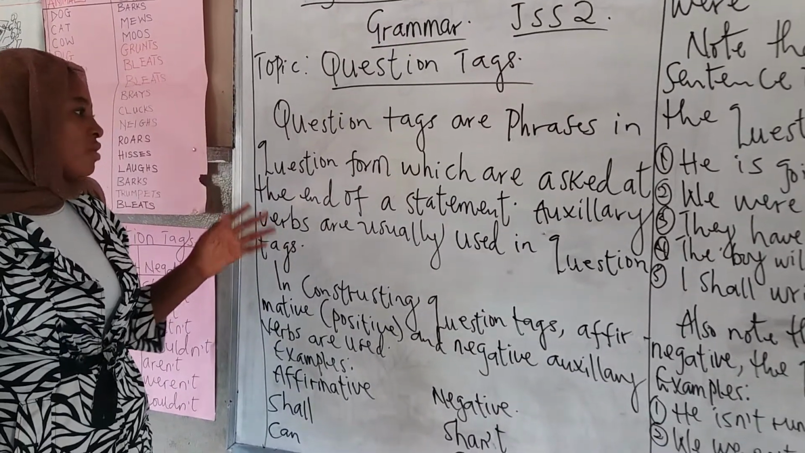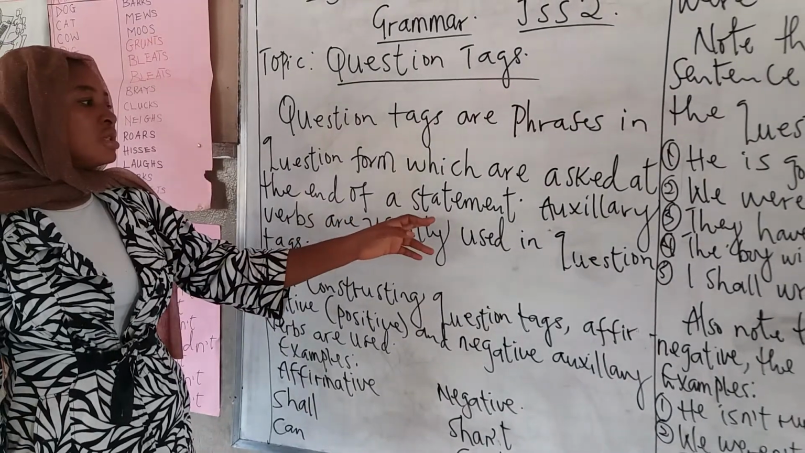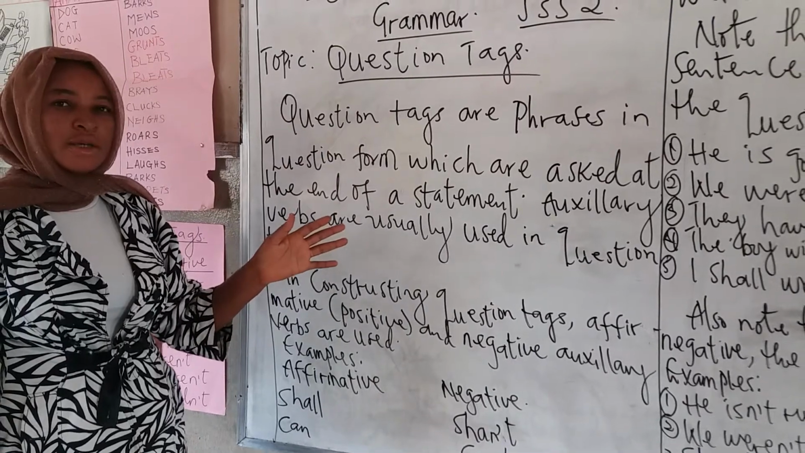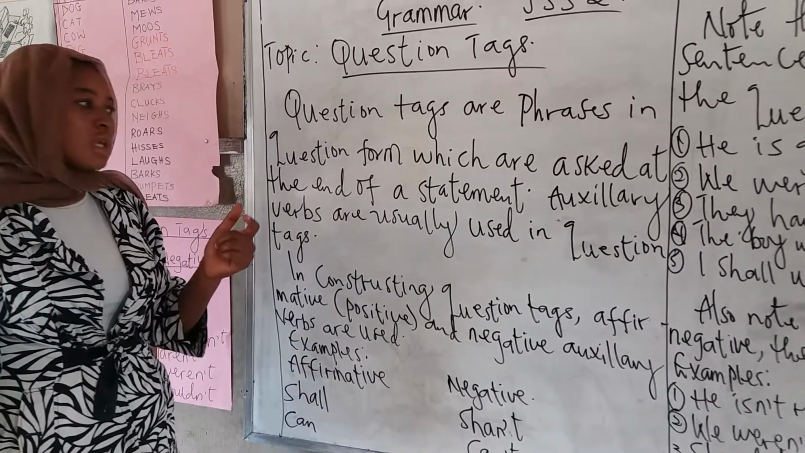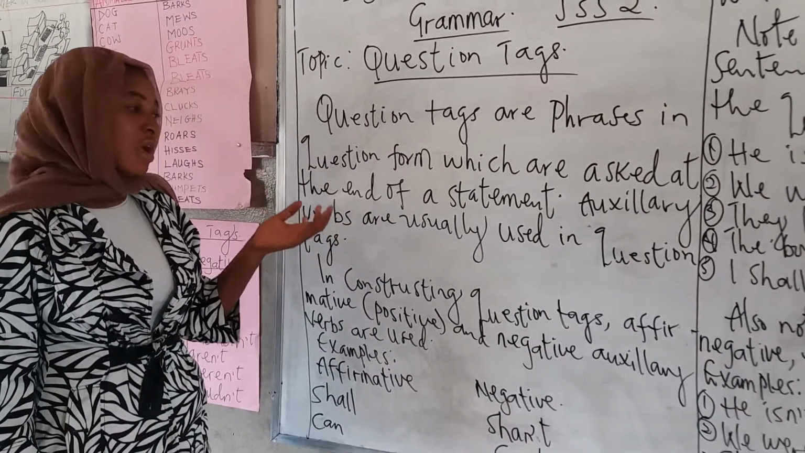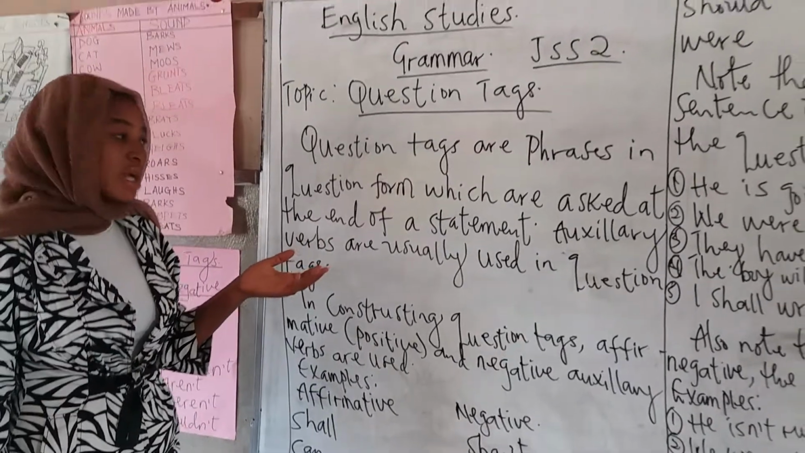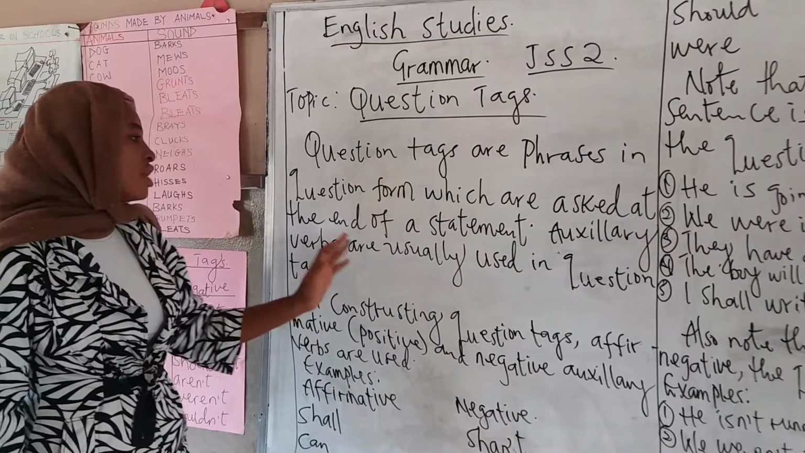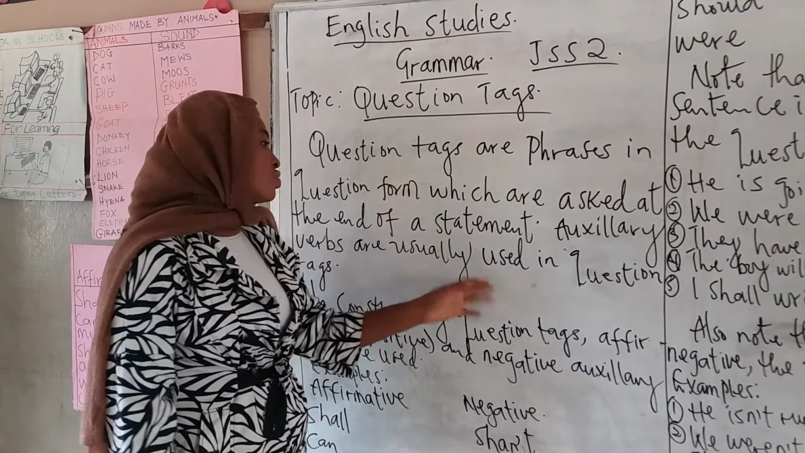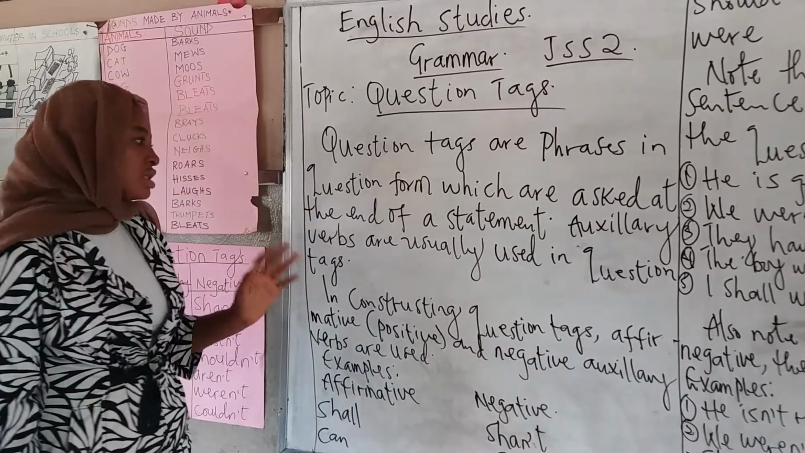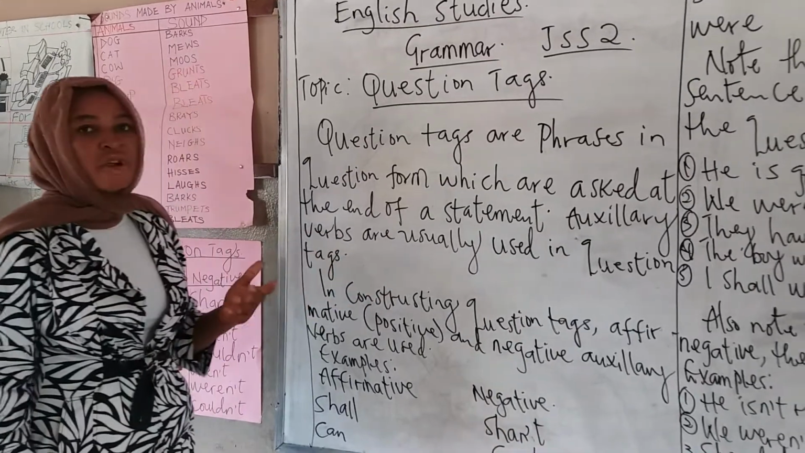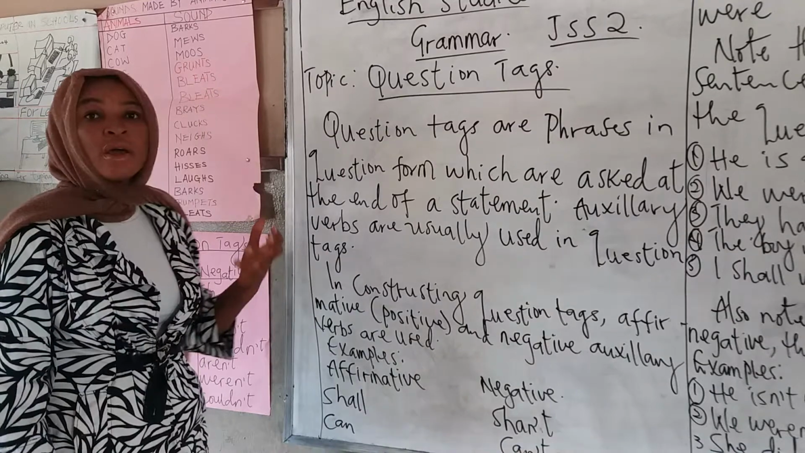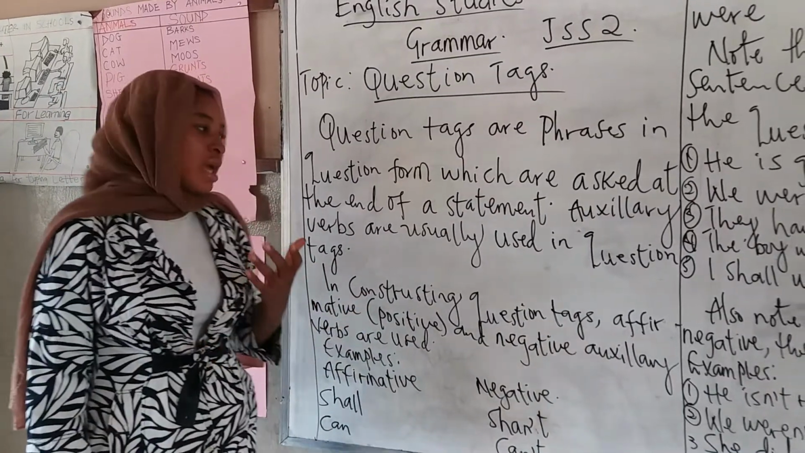The statement here is also called a sentence. The sentence can be in question form or a declarative sentence. Is that clear? Auxiliary verbs are usually used in question tags. What are auxiliary verbs? Auxiliary verbs are called helping verbs.